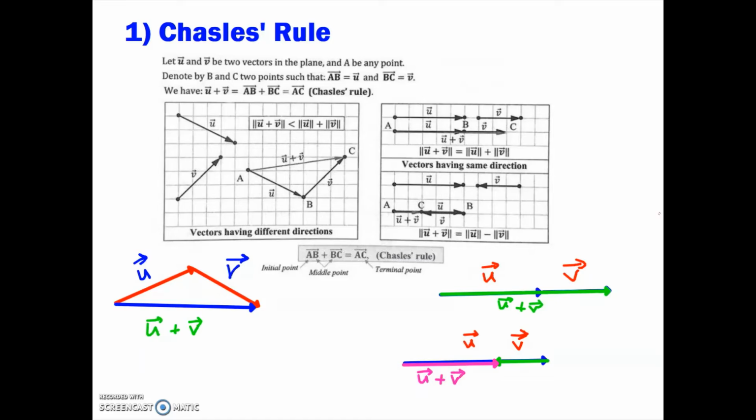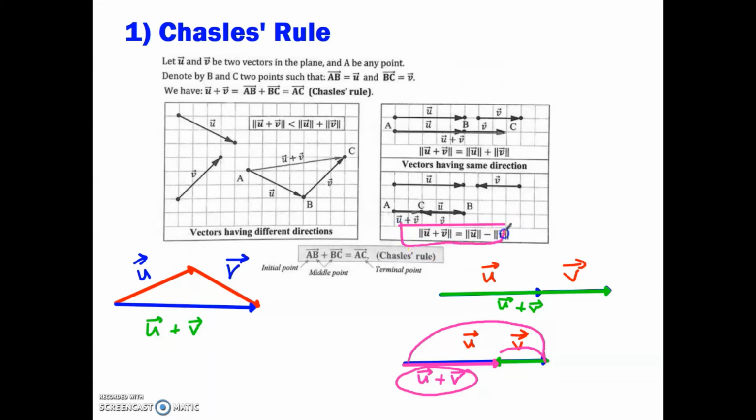Notice, concerning the magnitude of the vector u plus v, that in the case where the two vectors have the same direction and same sense, we have that the magnitude of u plus v, which is the distance from here to here, is equal to the magnitude of u plus the magnitude of v. And notice that in the case where the two vectors have the same direction but opposite senses, the magnitude of u plus v is equal to the magnitude of the taller vector minus the magnitude of the smaller one, which in this case is v minus u.